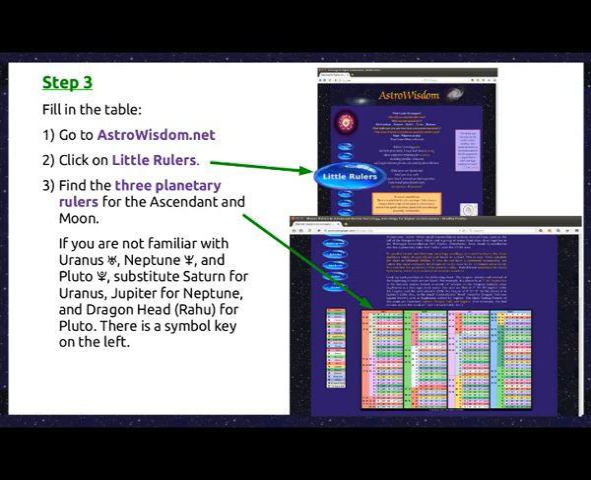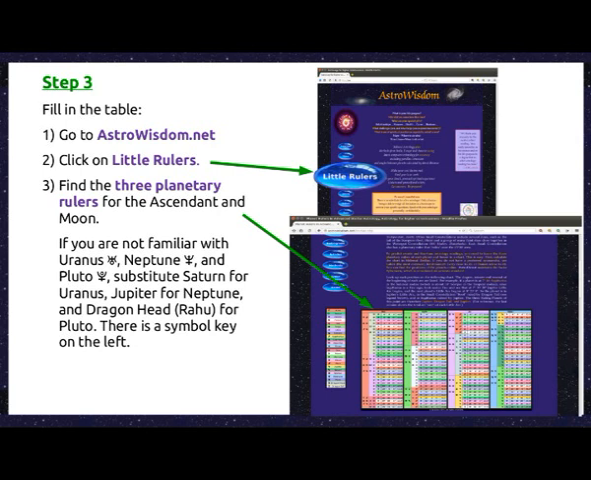If you are a Vedic astrologer and you're not familiar with the 3 outer planets, Uranus, Neptune, and Pluto, simply substitute Saturn instead of Uranus, Jupiter instead of Neptune, and Dragonhead instead of Pluto. Dragonhead is also called Rahu. There is a symbol key right here on the page that shows the planetary symbols.